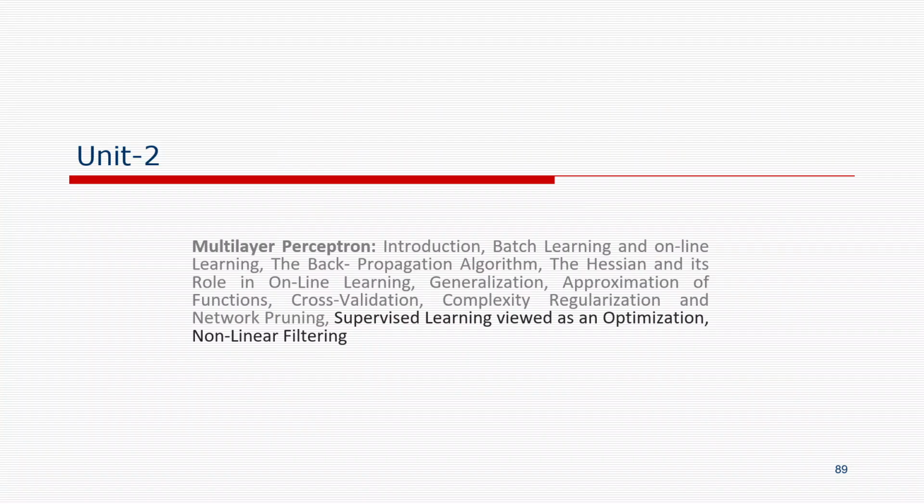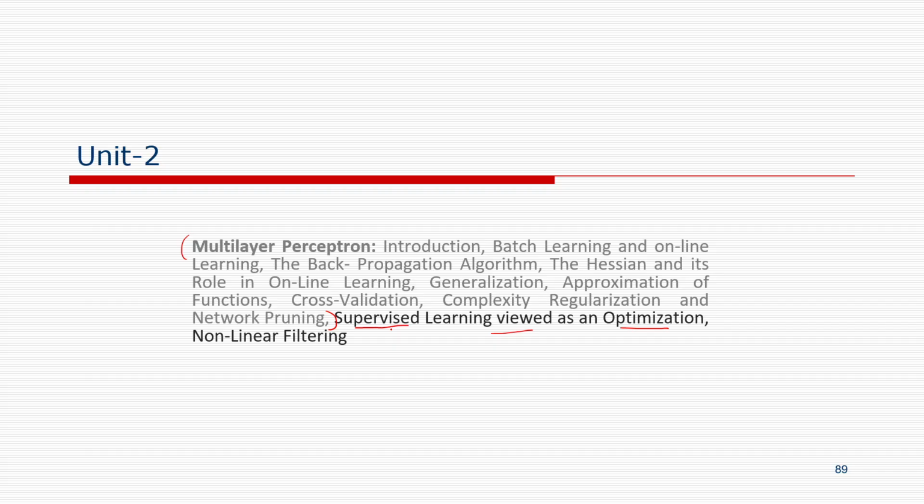Okay, students, welcome. In today's class, we will look at supervised learning viewed as an optimization. In Unit 2, under multi-layer perceptron, we have covered the topics of batch learning, online learning, backpropagation, SEN and its role in online learning, generalization, approximation function, cross-validation, complexity regularization, and network pruning. The two topics left under Unit 2 are supervised learning viewed as an optimization and nonlinear filtering.